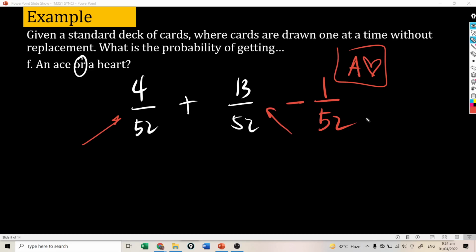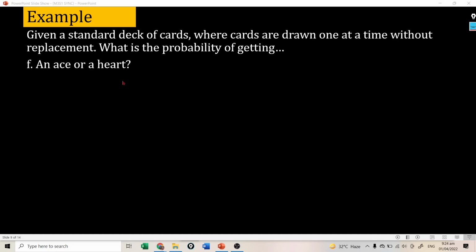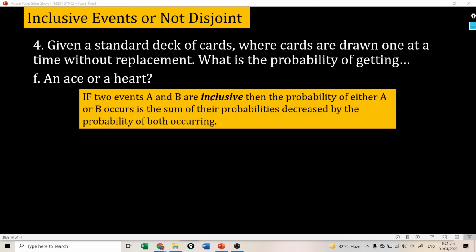Ito kasi, yung ganitong example ng event, an ace or a heart, is what we refer to as an inclusive event. Kanina meron tayo mutually exclusive. No, ito yung kabaliktaran nun. Inclusive event. No, ibig sabihin, may pagkakataon na pwede silang mangyari simultaneously, like getting an ace and getting a heart. Because you can get an ace of hearts. But getting a jack and getting a king, those are mutually exclusive. No, there's no such card na both king and jack at the same time.